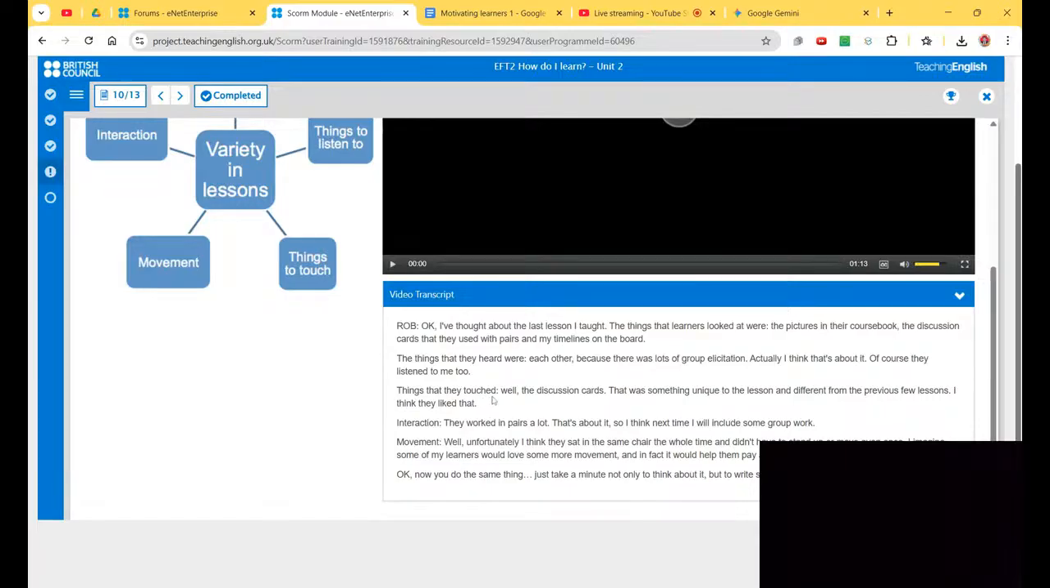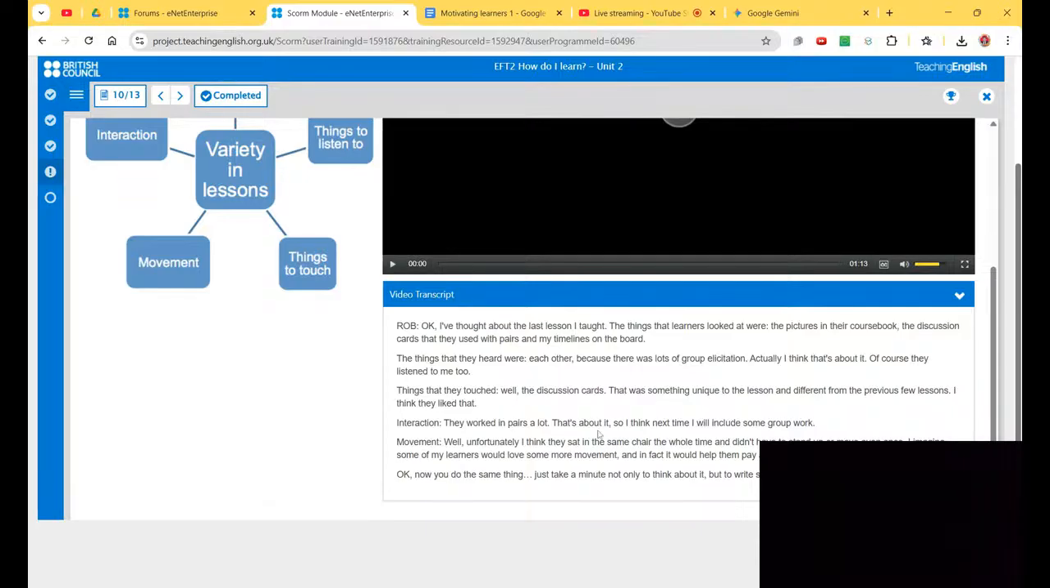Things that they touched, well, the discussion cards. That was something unique to the lesson and different from the previous few lessons. I think they liked that. Interaction, they work in pairs a lot. That's about it. So I think next time I will include some group work.